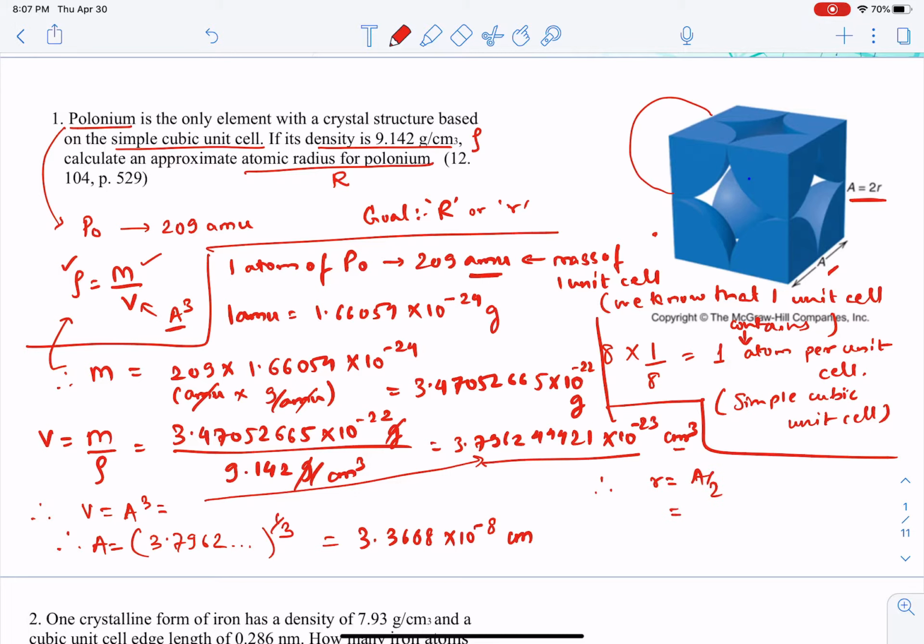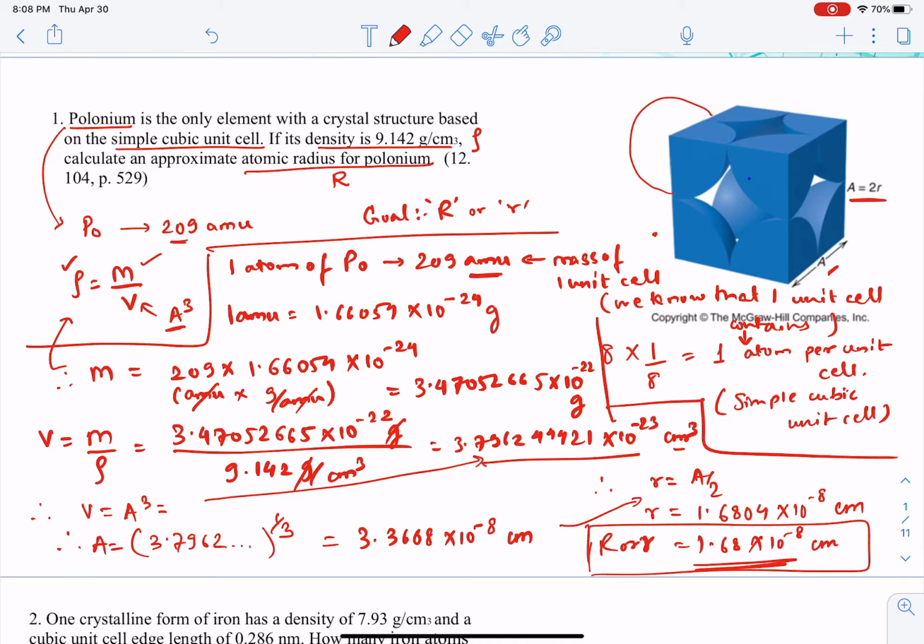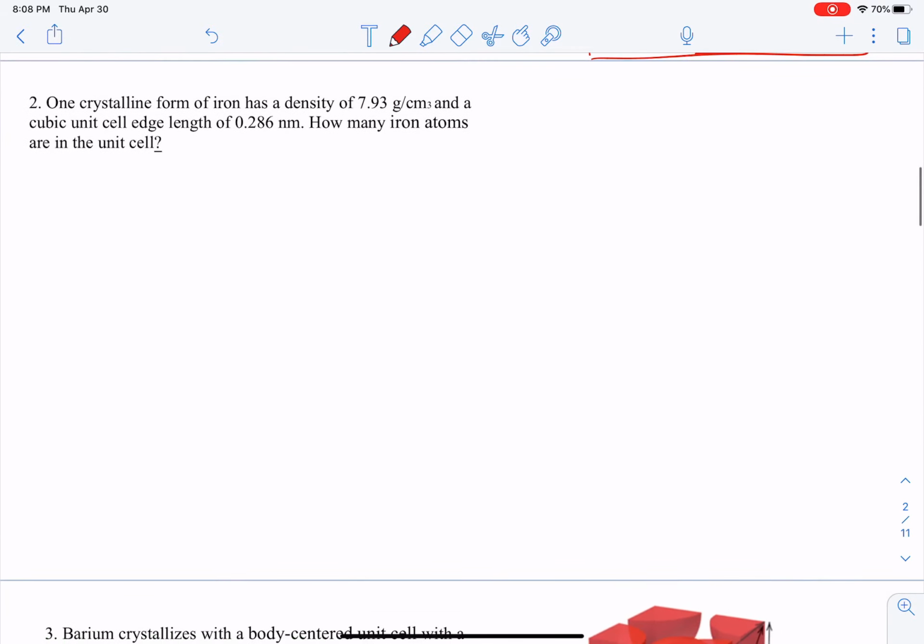So now when you substitute this value here, you will get R equal to 1.6804 into 10 raised to minus 8 centimeter, or since the limitation of digits, we will write it down as 1.68 into 10 raised to minus 8 centimeter. So that's your radius. You can write it as r, and that's what you get, 1.68 into 10 raised to minus 8. So moving further to question number 2.